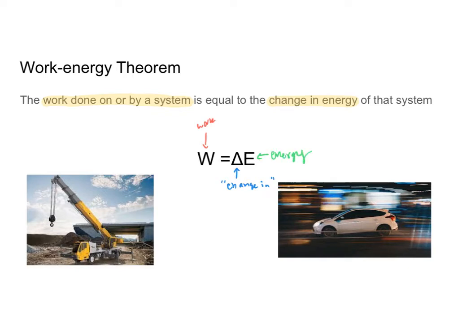So one example of work being done is a crane lifting up an object, because the potential energy of that object is changing. It's in fact increasing because the crane is doing work on the object. Another good example of the work-energy theorem in action is a car accelerating. The kinetic energy of the car is increasing, and that is happening because work is being done by the engine on the car.